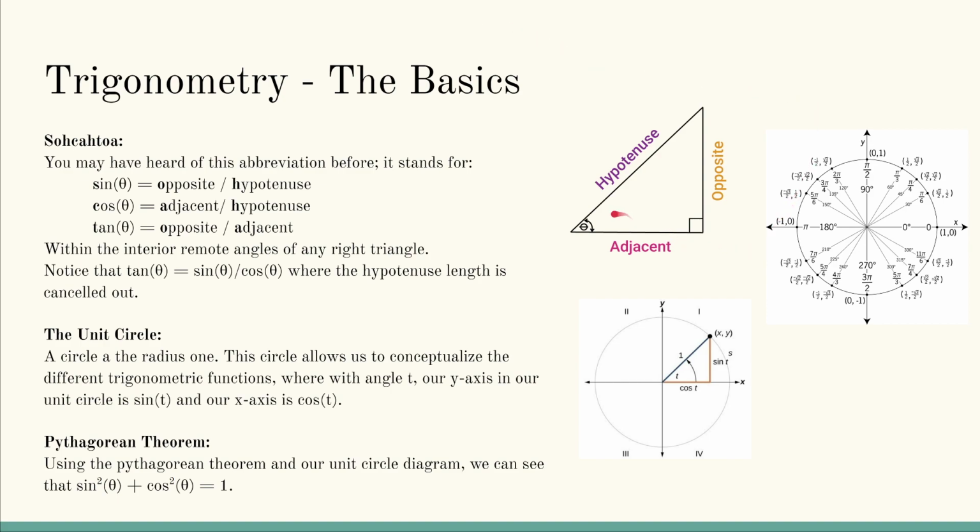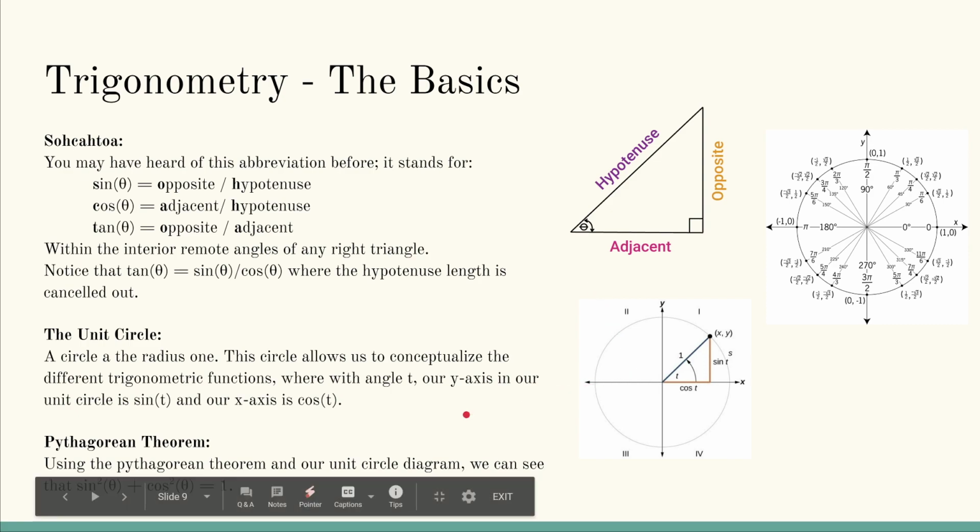So for this angle theta, we can use the SOHCAHTOA idea: sine of this angle would be this over this, and then cosine of this angle would be adjacent over hypotenuse, and tan would be opposite over adjacent. Now we can also see that tan of an angle is the same as sine over cosine of an angle, because we can write it out and then see that the hypotenuse length cancels out.